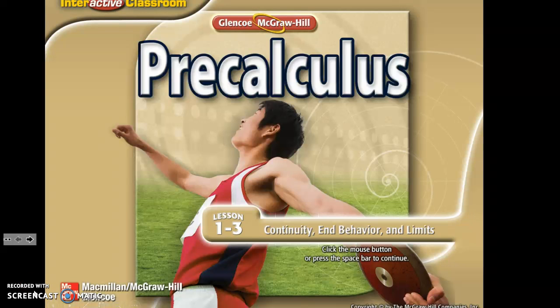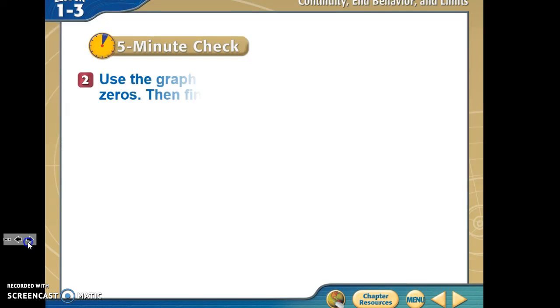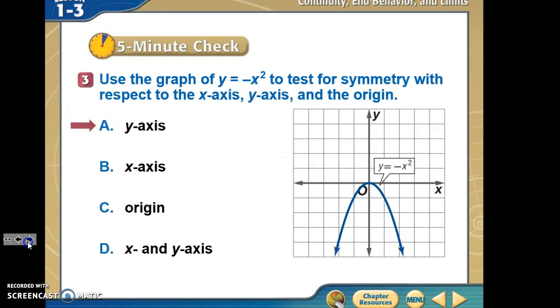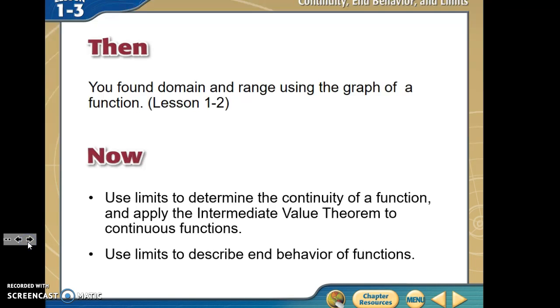All right, so we're looking at lesson 1.3, continuity and end behavior, and limits. We will skip this 5-minute check since we went over the homework, and we should be all good. So we're going to look at limits to determine the continuity of a function, apply the intermediate value theorem to continuous functions, and use limits to describe end behavior of functions.